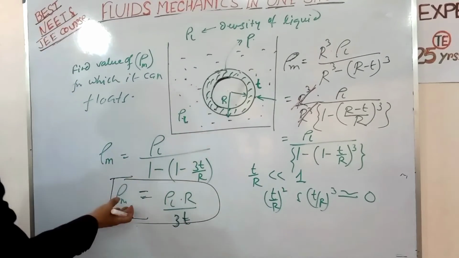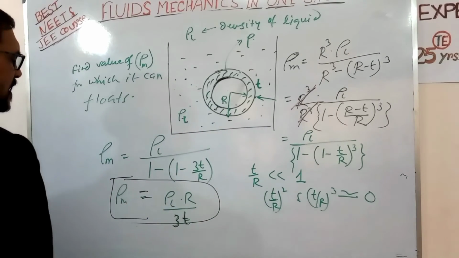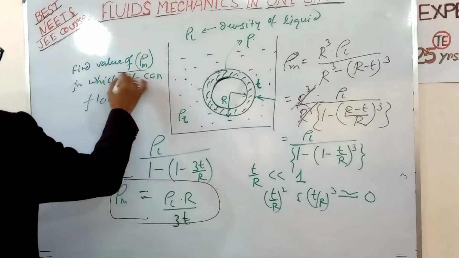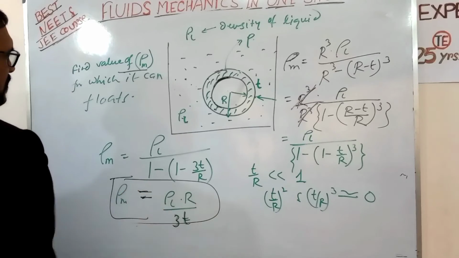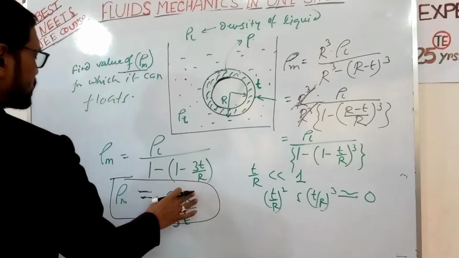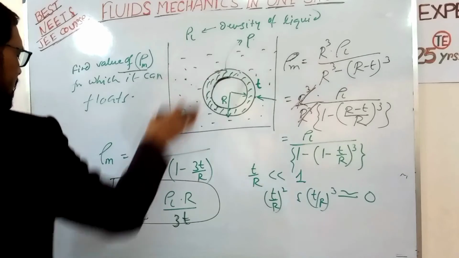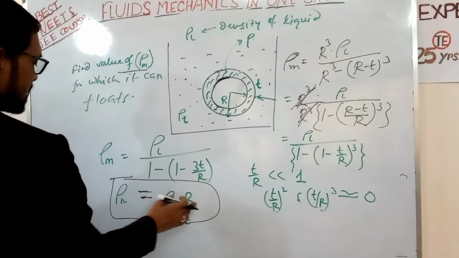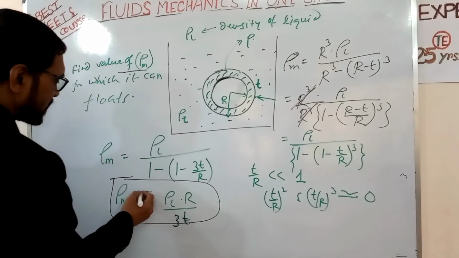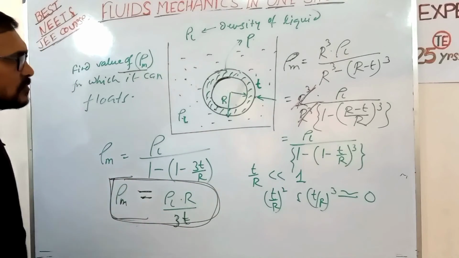If rho m, the density of the material, is less than or equal to this, then it can float. If this value is exactly equal to this value, then it can just float. If the value is less than this, then it moves up, and if this value is greater than this value, then it moves downward. So this is the exact value for which it can just float.